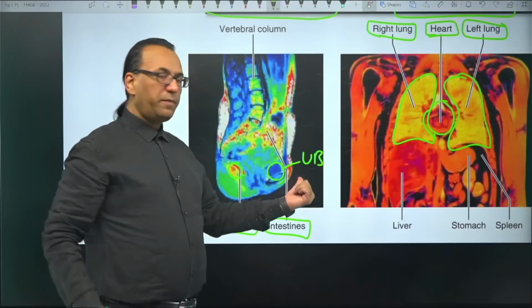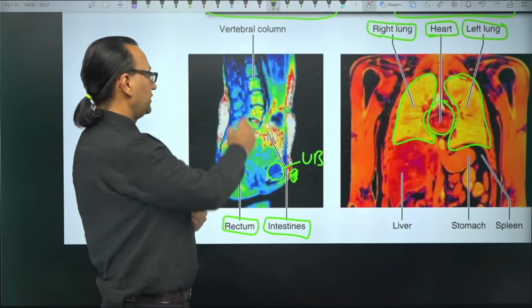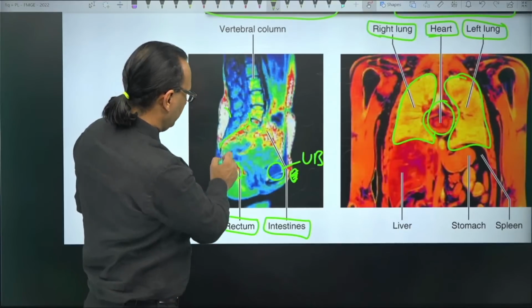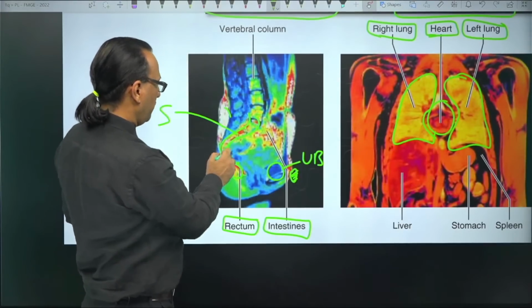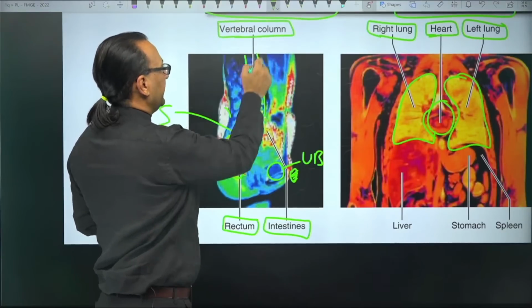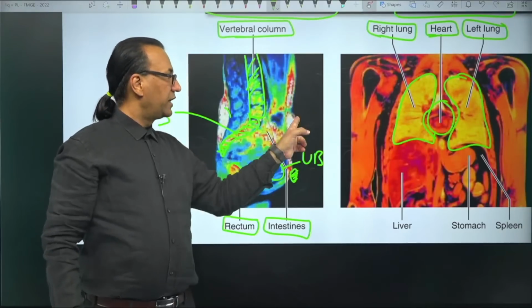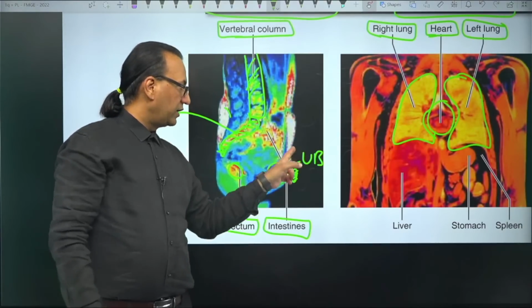So which bone will be more anterior? The pubis bone. And which bone will be posterior? You can see here, this one. This is the sacrum bone, which is posterior. The vertebral column is comparatively posterior. That will be the posterior abdominal wall, and this will be the anterior abdominal wall or anterior pelvic wall.